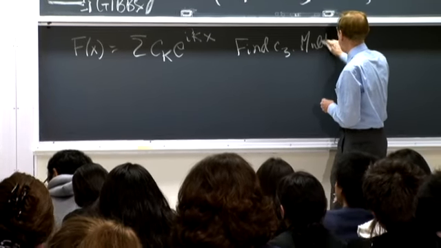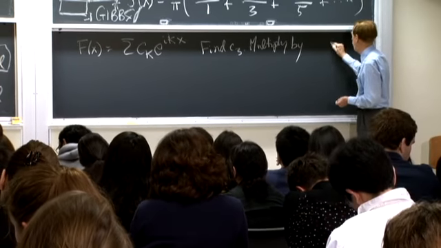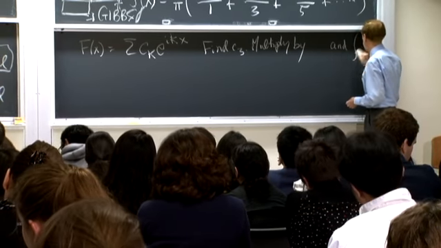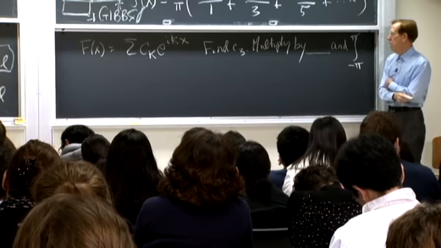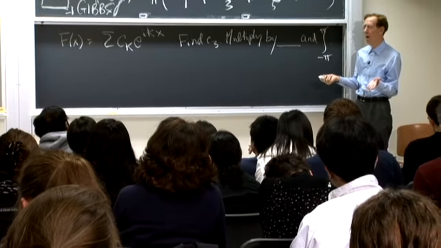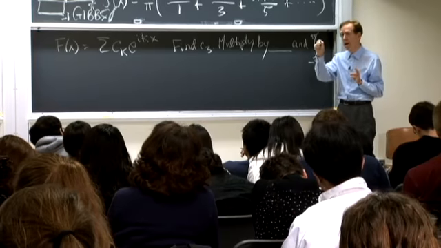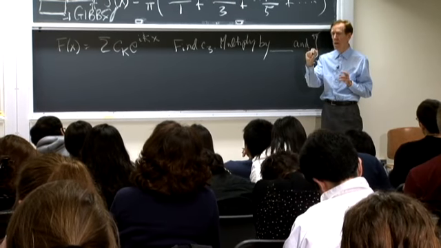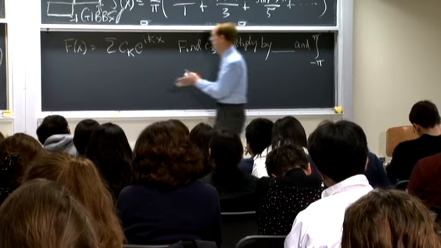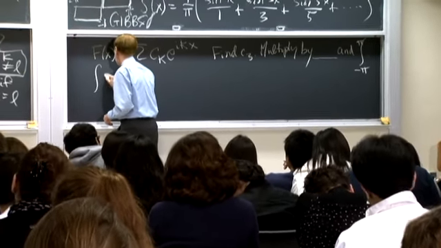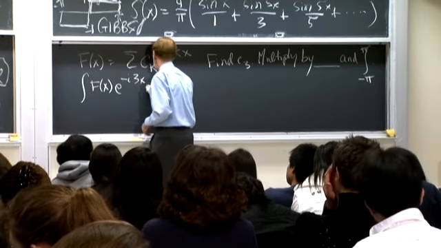Multiply both sides by what? And integrate, minus pi to pi. What goes there? If I want C3, should I multiply both sides by e to the I3x? Nope. E to the minus I3x. Multiply both sides by e to the minus I3x and integrate. E to the minus I3x dx.